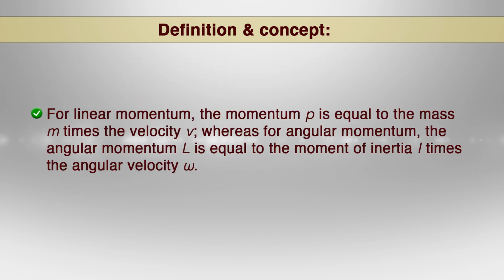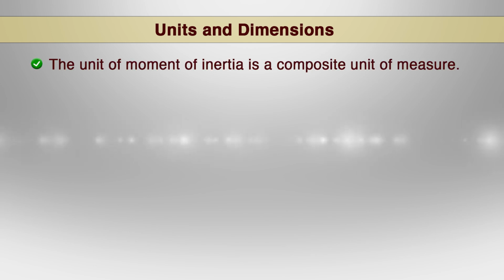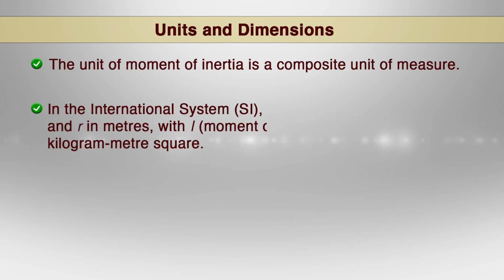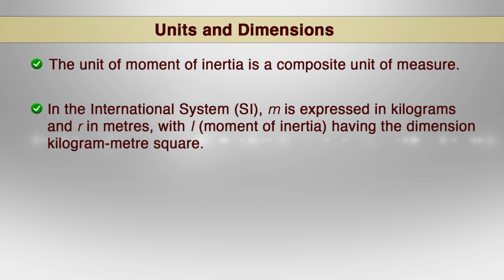For linear momentum, the momentum p is equal to mass times the velocity, whereas the angular momentum in rotational motion is equal to the moment of inertia I times the angular velocity. Now, if we consider the unit of moment of inertia, it is a composite unit of measure. In the international system, mass is expressed in kilograms and r in meters, with I, that is moment of inertia, having the dimensions of kilogram meter square.